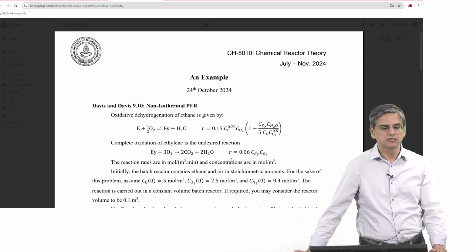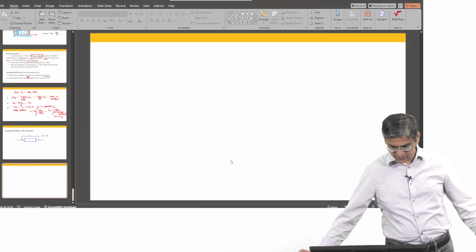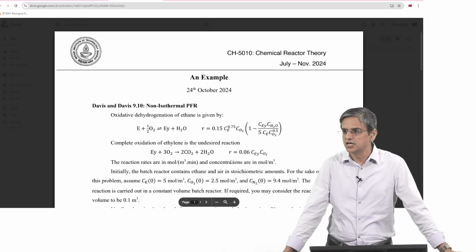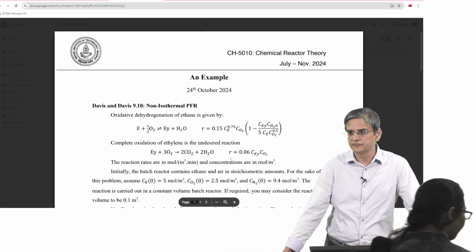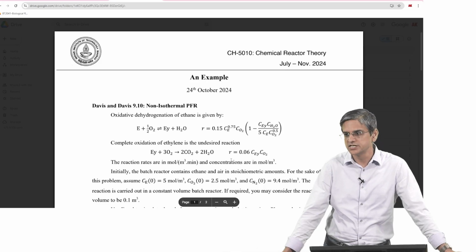Guess we'll get started. So, yeah, previously we were looking at ideal reactors, and the next module, module 9, is basically reactor design and optimization.